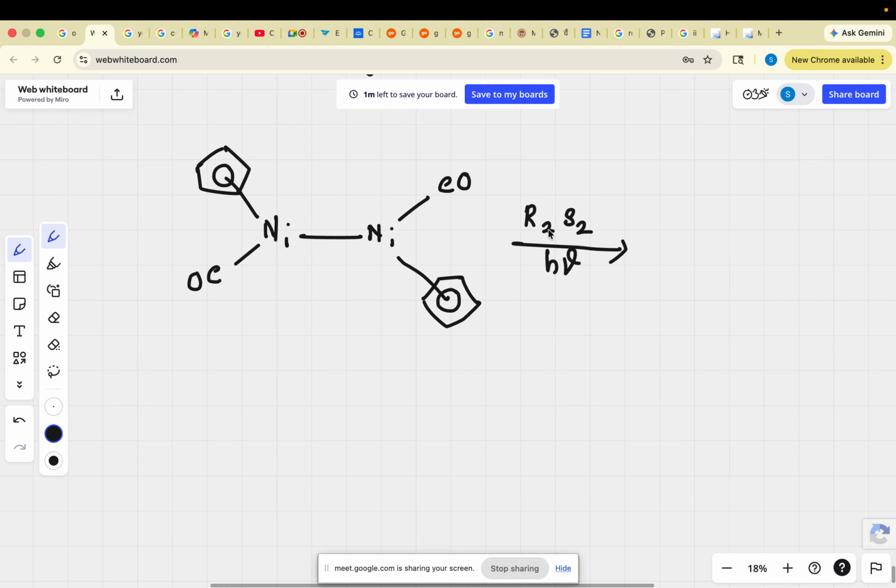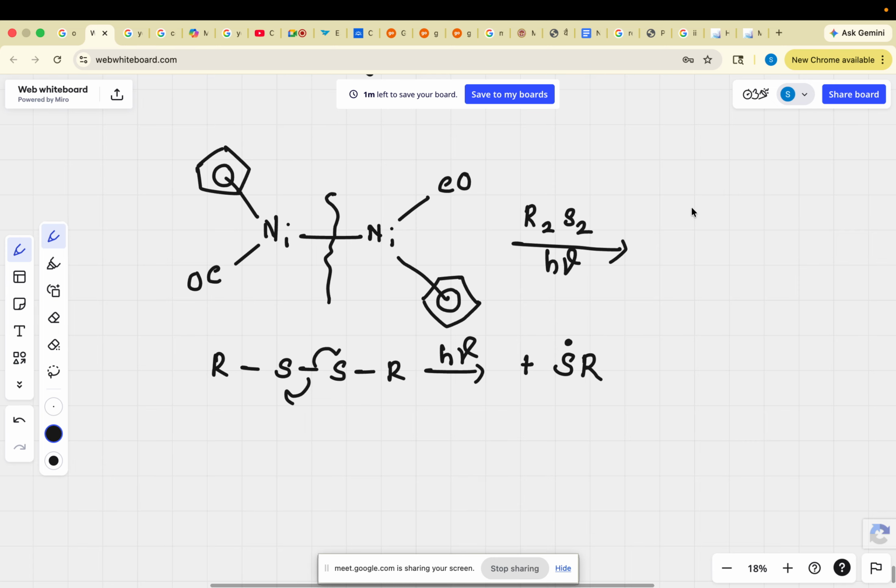So if you provide energy H nu, that means heat energy or light energy, what can happen? You can see this is your R2S2. This is basically like your peroxide type. Peroxide means oxygen, but here you have sulfur. So in presence of H nu, this sulfur sulfur bond will cleave. Basically you are getting S dot, this kind of radical, and in presence of H nu, this metal metal bond will also break.